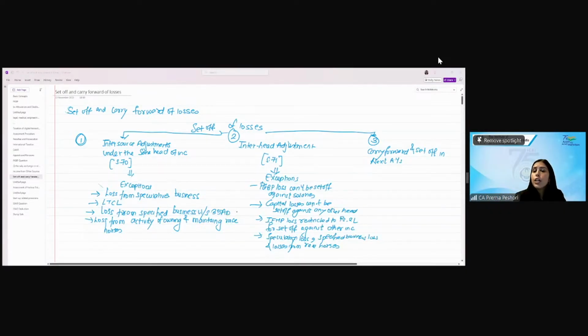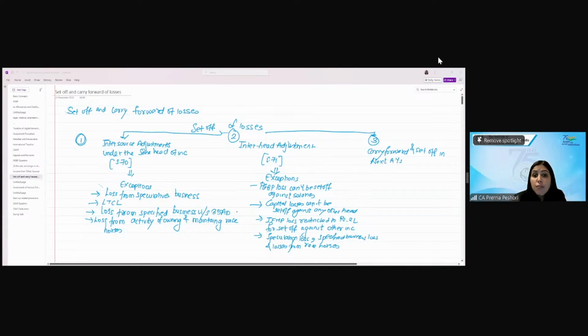Loss from the speculative business. Can you set off the loss from the speculative business against the normal business income? It's under the same head, it's business only. But you cannot set off against it, because loss from the speculative business can only be set off against the speculative income. Long-term capital loss. It is a capital loss. Can you set it off against the short-term capital gain? No. Long-term capital loss has to be set off against the long-term capital gain.